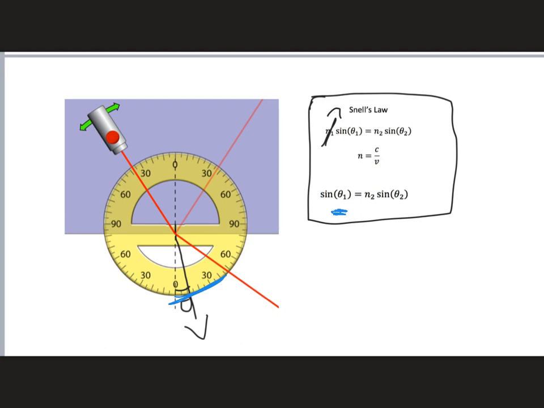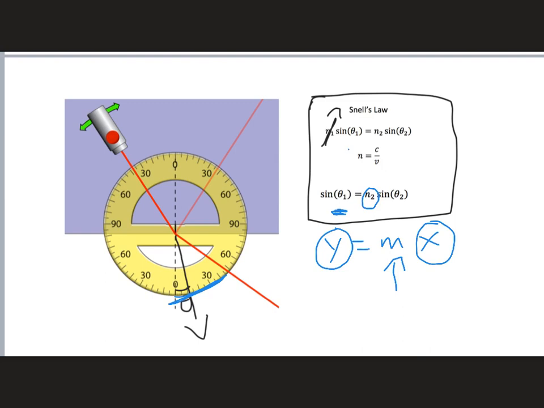Now, if you look at this equation, sine of theta 1 equals n2 sine of theta 2, that looks like y is equal to mx. So if I plot sine of theta 1 versus sine of theta 2, then I should get a straight line, and the slope of that line should be the index of refraction of the material.